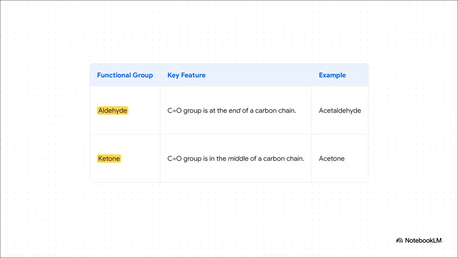Let's look at another oxygen group, the carbonyl. That's a carbon double bonded to an oxygen atom. And once again, its location is everything. If that C double bond O is sitting at the very end of the carbon chain, we call it an aldehyde. But if it's sandwiched somewhere in the middle of the chain, it's a ketone. And hey, look at that example, acetone, our nail polish remover from the very beginning.